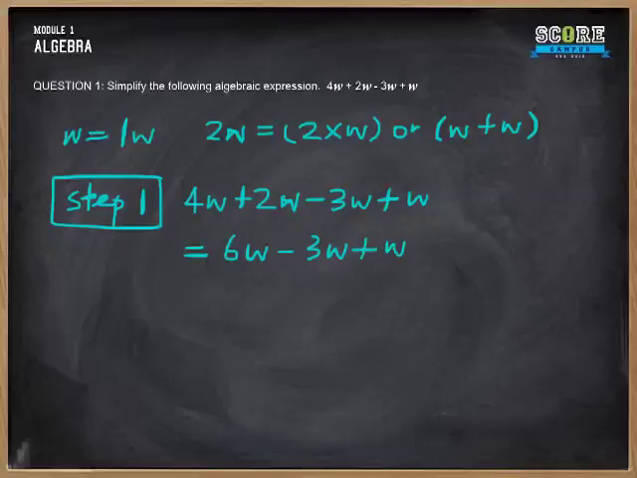Working from left to right. Remember that, right? Now 6 minus 3 is what? 3w. 6w minus 3w is 3w, plus w. What is 3 plus 1? 3w plus 1w is 4w. That's your final answer.